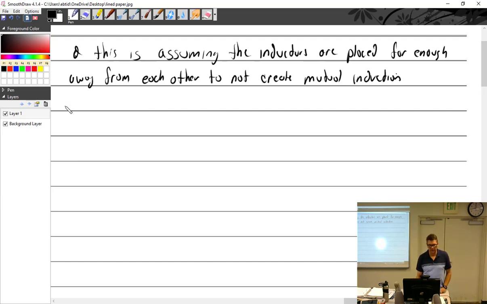Is it 13 I'm on now? 14, thank you. All right, 14. So now we've learned all about inductors and how to add them up, but we're going to look at inductive reactance.